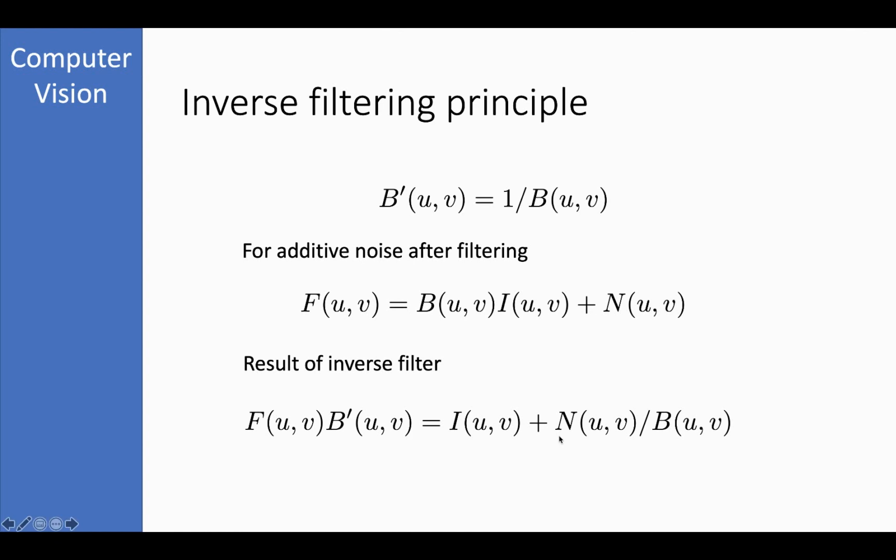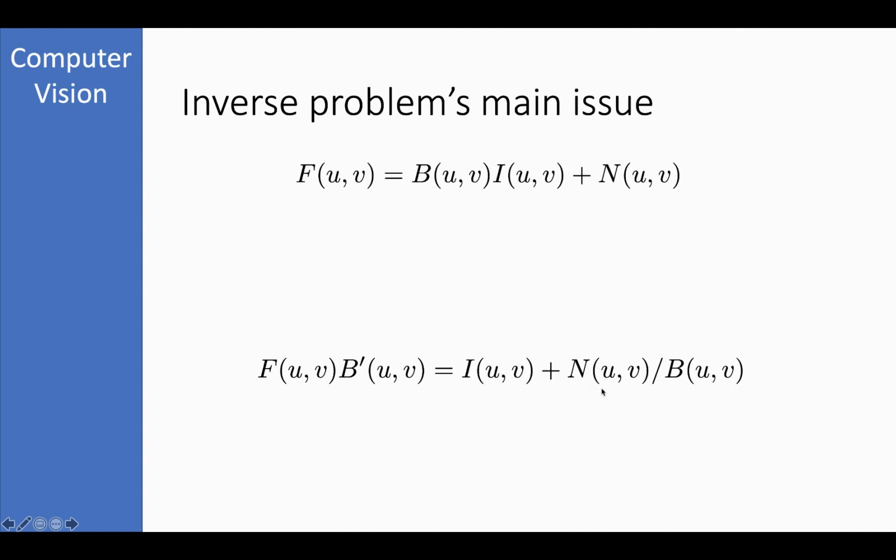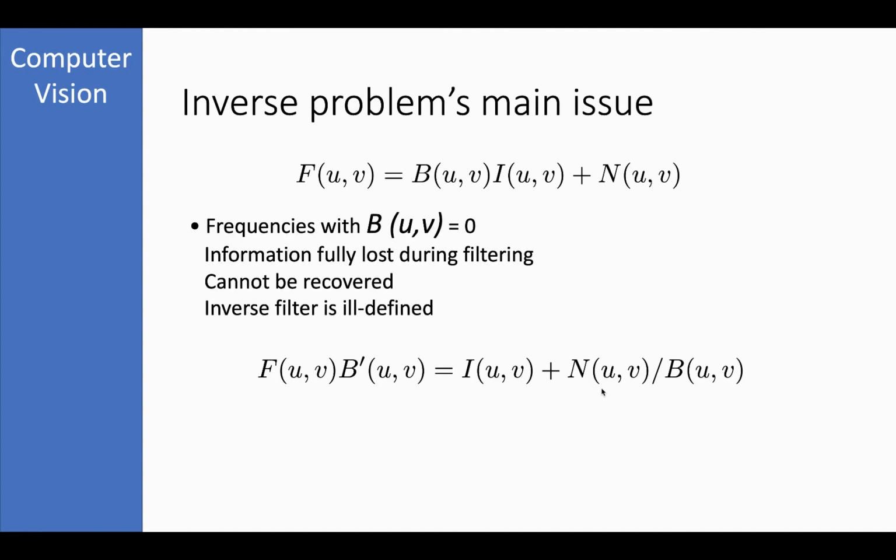Well, noise, as we know, has equally strong values in all frequencies. So in high frequencies, this division will become very large, and that will give us the main issue with inverse filtering. Sorry, I wrote problem, but it should be filtering. So the frequencies with B(u,v) close to 0 or 0 will lead to information loss, so they cannot be brought back after filtering. So essentially, the inverse filter is an ill-defined problem.